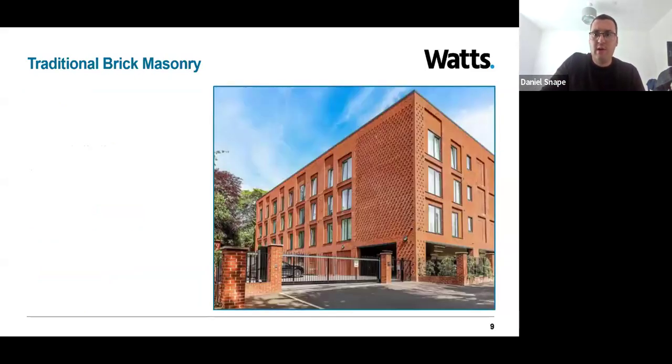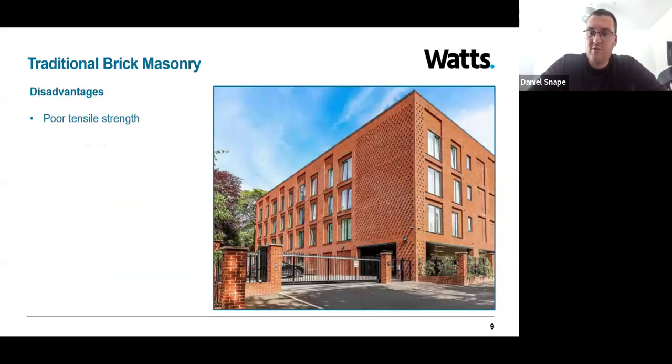So now that we've looked at some of the advantages, let's have a look at some of the disadvantages. Firstly, brick generally has poor tensile strength. What that means is that seismic activity and thermal movement can result in cracks, which can lead to a host of issues, some of which we'll explore slightly later on in this webinar.